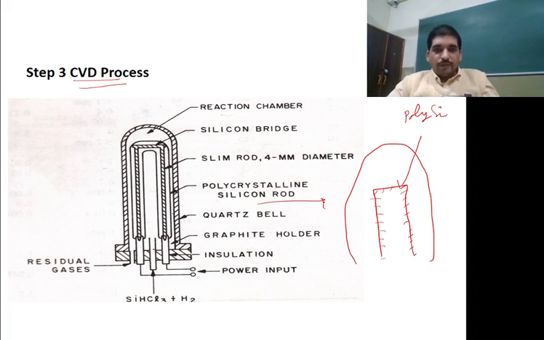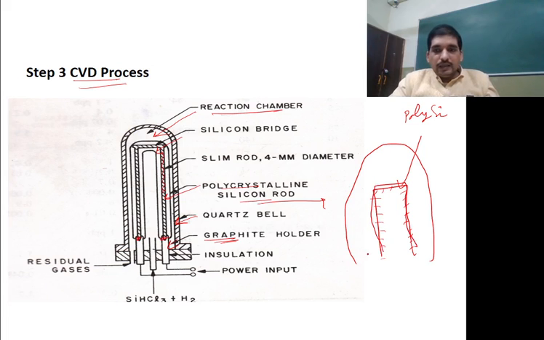chamber. Coming back here again, this is the reaction chamber, and a bridge is formed with the help of this polysilicon rod. This is your polycrystalline silicon rod, and the chamber is made up of quartz. The holder is made up of graphite so that it can sustain the high temperature. Graphite holders are there to fix these rods here. So this rod is fixed here.